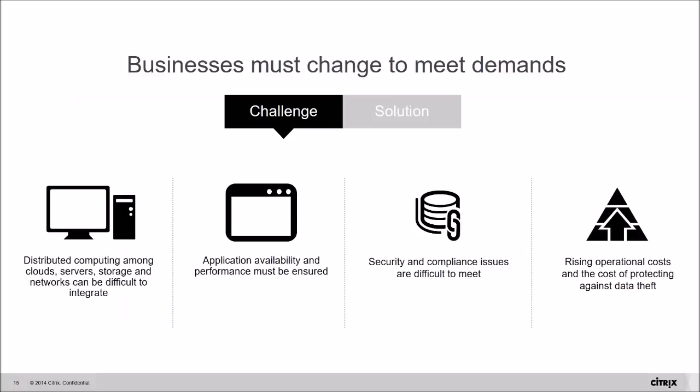So typically, in these sort of scenarios where we're looking at expanding into Azure, we can introduce some business challenges around distributed computing. Among clouds and servers, storage and networks can be difficult to interrogate or integrate when we're dealing with a hybrid type environment. And it's important that we have application metrics, or metrics around application availability and performance.